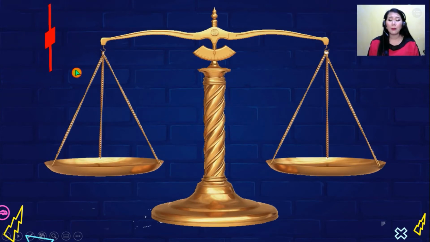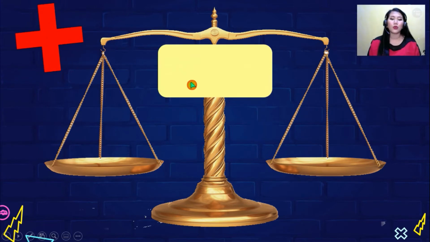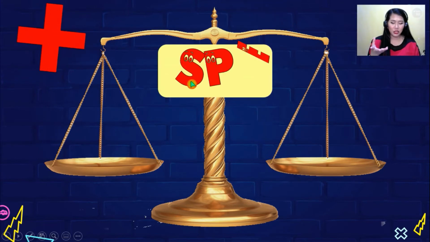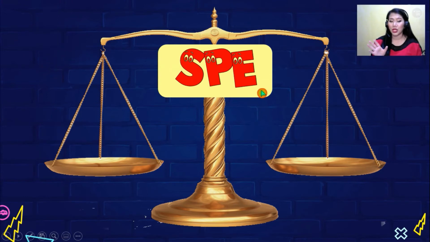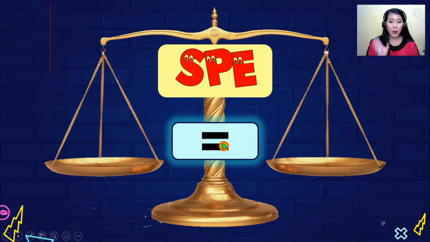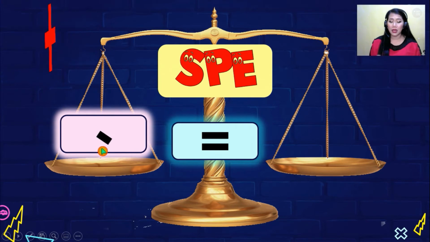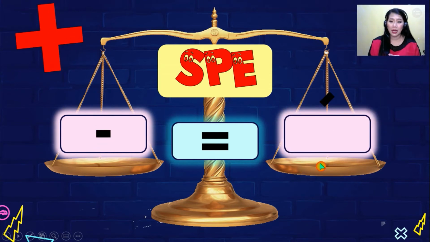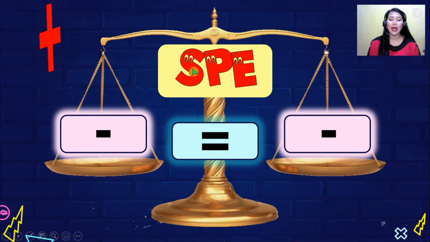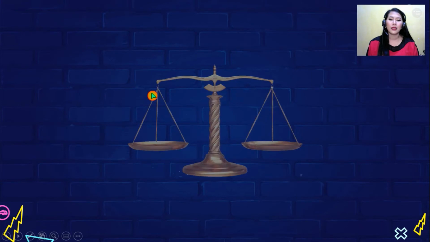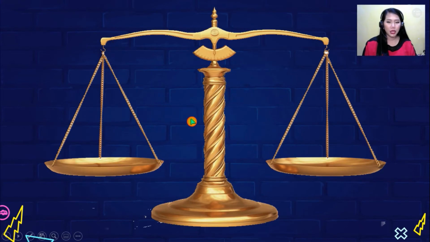Okay? Next, let's have, again, a balance scale. Whenever you see a plus sign in your equation, you're going to apply the opposite operation of it, which is subtraction property of equality. So, in your equation, kung nag-subtract ka sa kaliwa, dapat magsusubtract ka din sa kanan. But take note, you're going to apply SPE whenever you see a plus sign only. Okay?